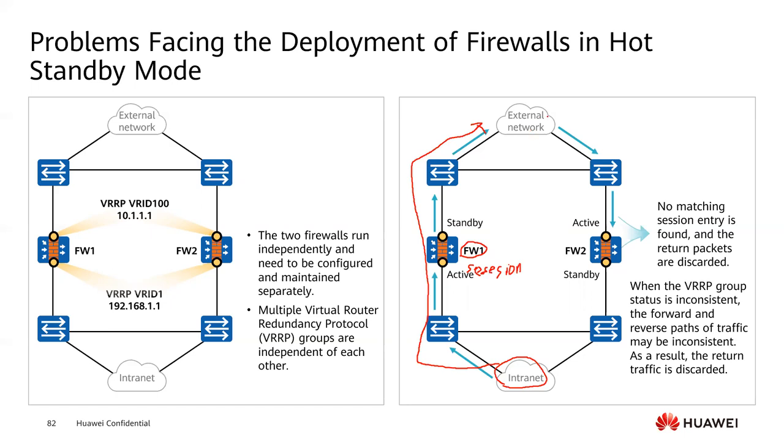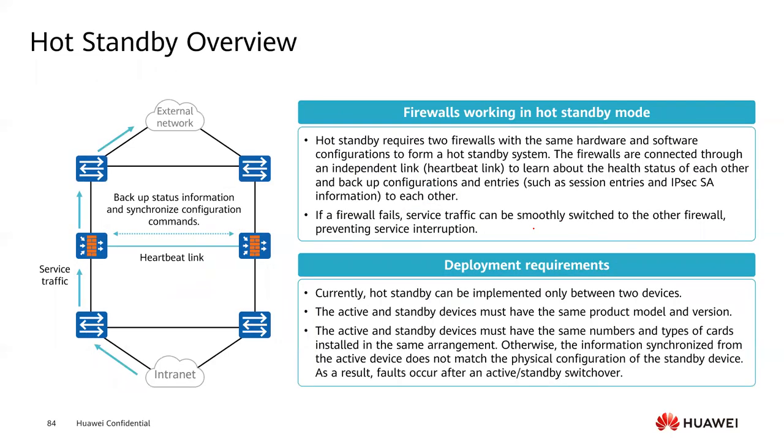And then the external network will reply with the packet. We have already said that the firewall forwards the traffic based on the session. But now, for this flow, we should know that the bidirectional traffic belongs to the same flow. But for this flow, FW2 tries to find a matched session, but it fails. Why? Because the first packet doesn't pass through it, so it doesn't have the ability to generate the session. So that is the problem. So what is hot standby?